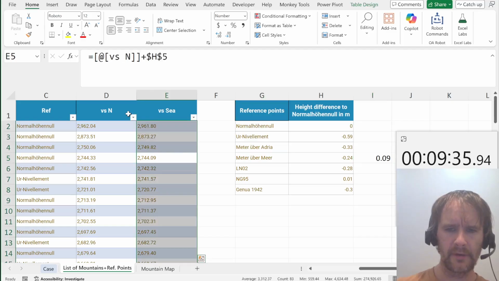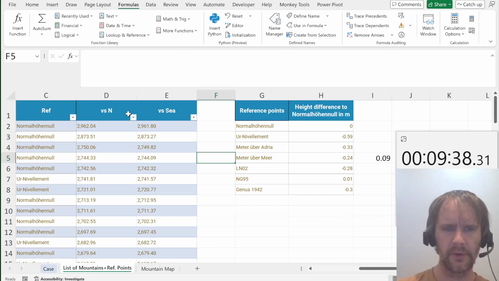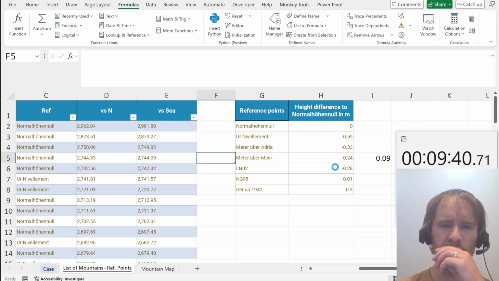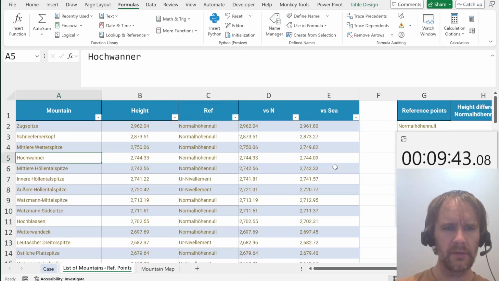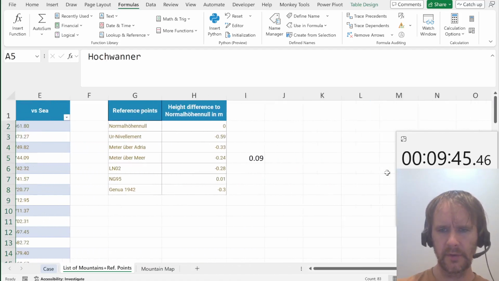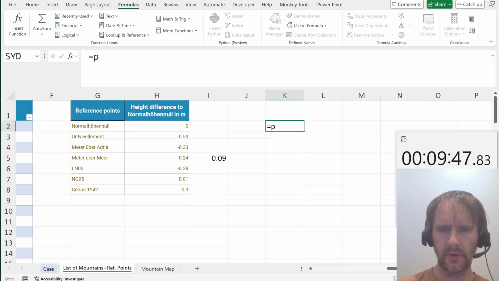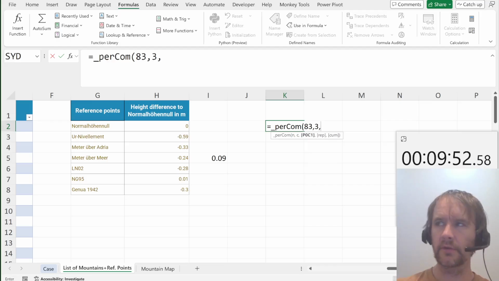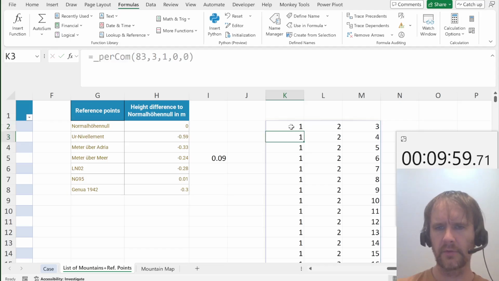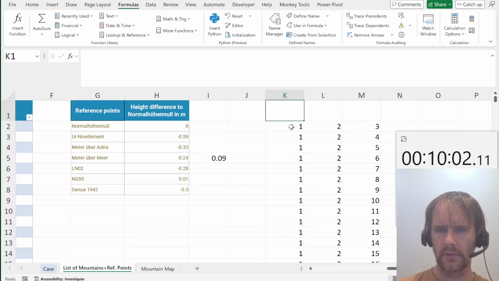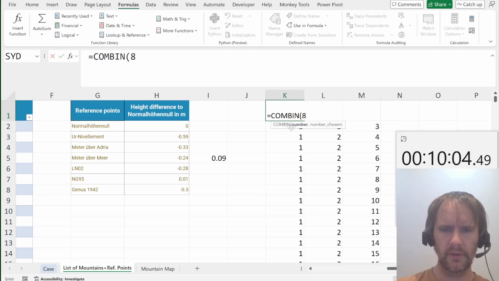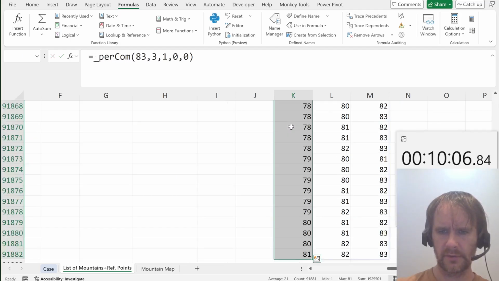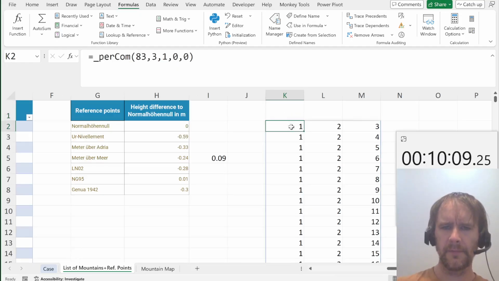Okay, so first things first, have I imported my lambdas? No. Then let's do that now. How many mountains are there? There are 83. So I'm going to say PERMUT, from 83 things, choose 3 things. I want permutation, no repeats, not cumulative. So COMBIN 83, 3, just make sure I'm doing it right, 91,000. Yes, good. Okay.